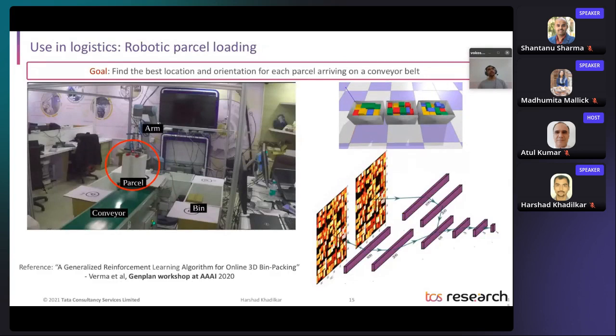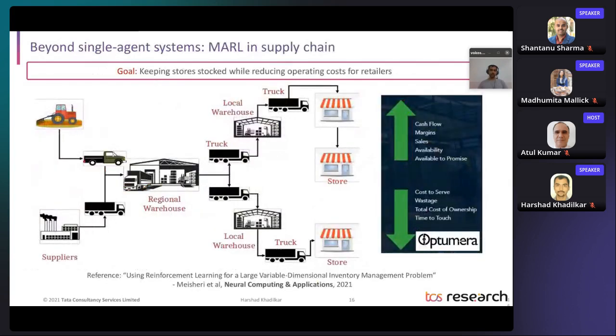In bin packing, three-dimensional bin packing, which is an online version of the problem, we have used reinforcement learning to decide where a parcel should be put in the best possible location so as to maximize bin volume utilization. And we don't just stick to single agent systems.